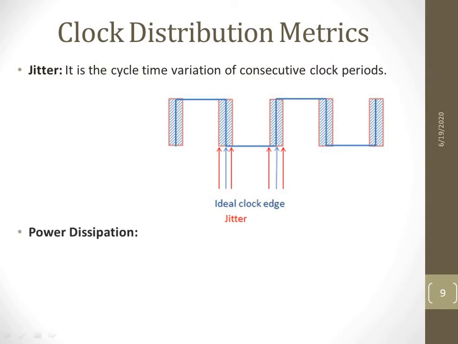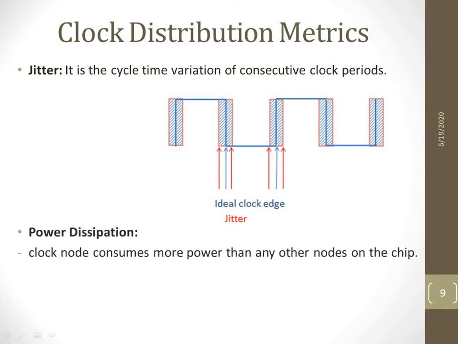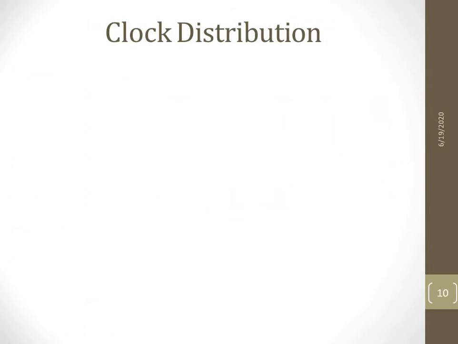Next is power dissipation. The clock node consumes more power than any other node on the chip. On a microprocessor, the clock tree dissipates 40% of total power. So you can see how much it is consuming. We need to see that this consumption or dissipation should be less.